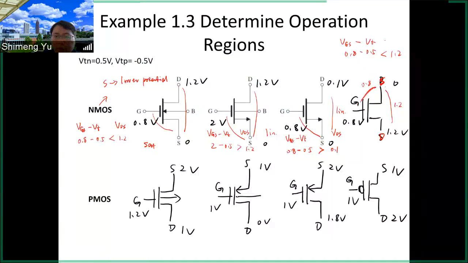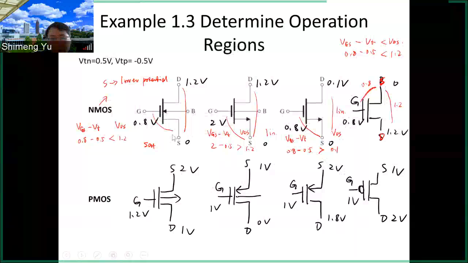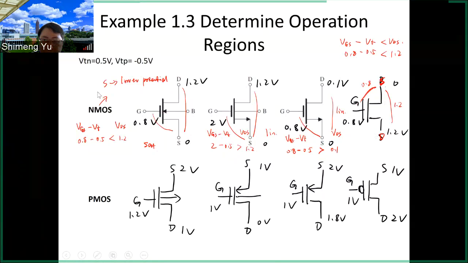Look at the first one and the last one here. Actually, that's exactly the same. The only difference is that we flip the source and the drain. But overall, the bias condition is exactly the same. So the first one and the last one.